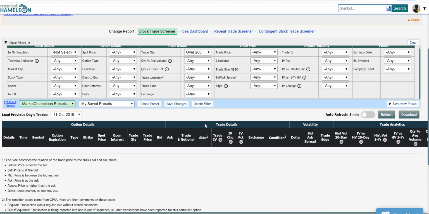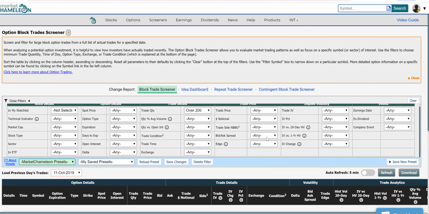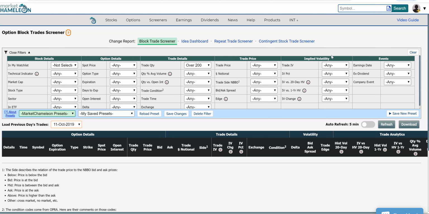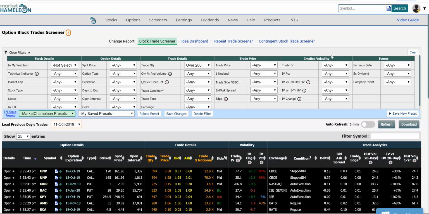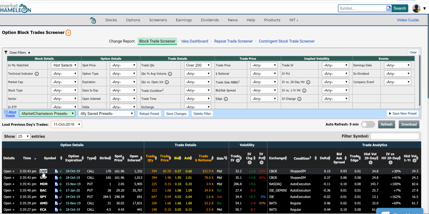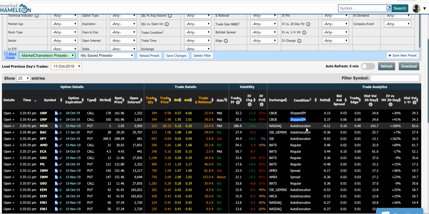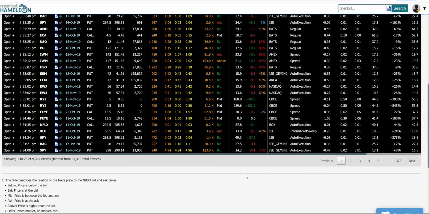So that's how you would start looking at the trade conditions when you're looking through the option trades to really identify, well, what is this? Is this a single trade? Is it part of a different trade? How did it trade? Was it an auto execution, regular trade, intermarket sweep? This gives you a little bit more information about the trade and what transpired, and then you could paint yourself a bigger picture using all these details that are available to you.